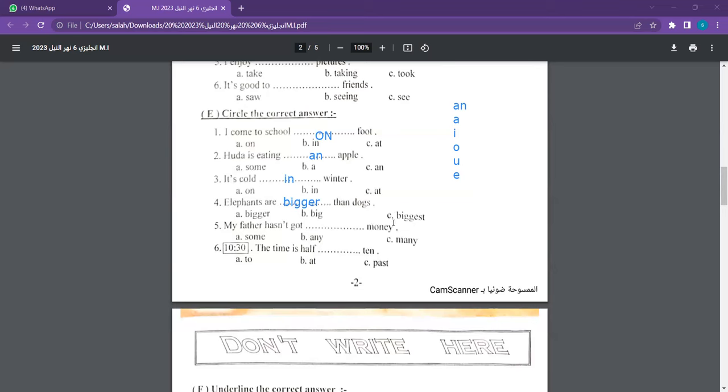My father hasn't got dash money. Hasn't got some money. Hasn't got any money. Hasn't got many money. Here we have a negative. With the negative, I will use some, or any, or many? Some money, any money, many money. My father hasn't got some money. What? Some money. Number A. Are you sure? Any money. Any, very good. My father hasn't got any money, okay, because we have a negative here.